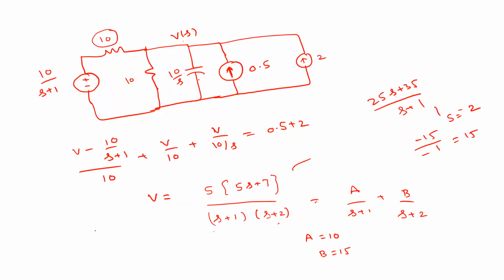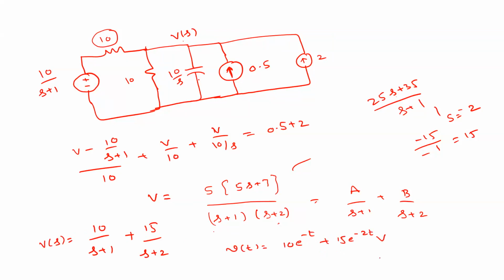So it will be 10 by S plus 1 plus 15 by S plus 2. So this is V of S. From this, what is the final answer? V of t is 10 into e to the power of minus t plus 15 into e to the power of minus 2t volts.